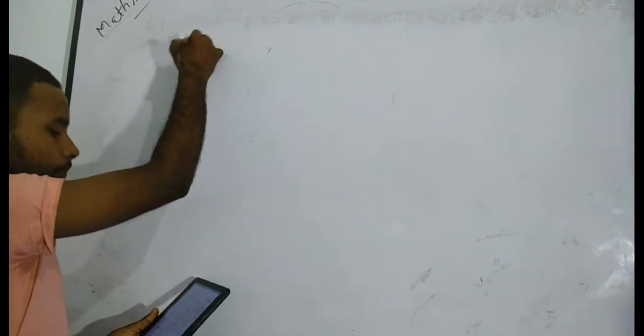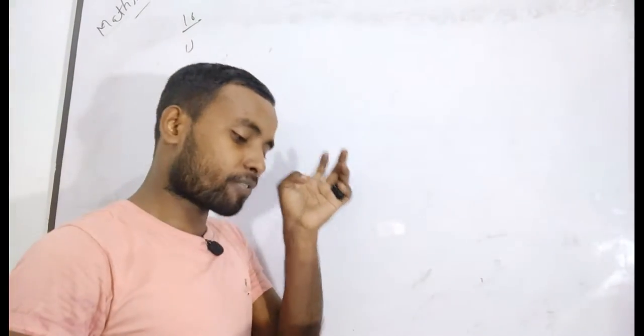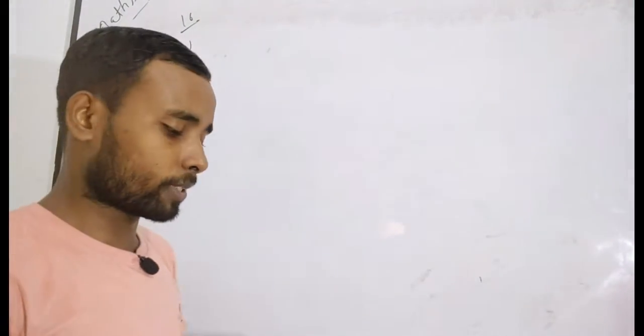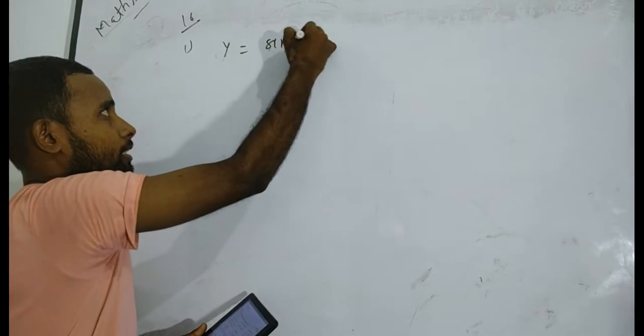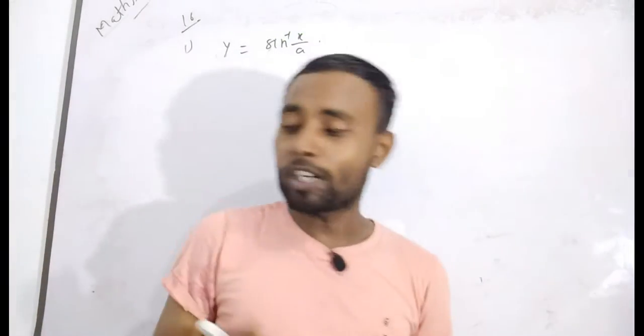First question, that means question 16, in which it tells differentiate the following function with respect to x. It has given y is equal to sin inverse x upon a. And you have to differentiate this function. How can you differentiate?